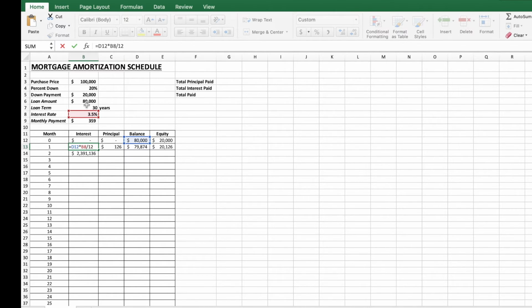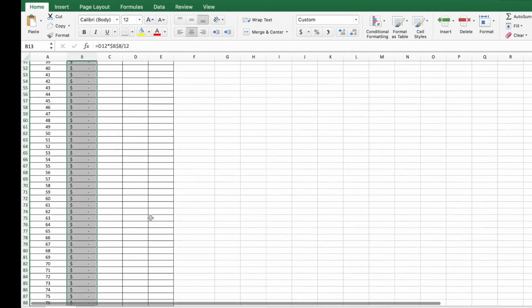And so our interest rate is B8. So wherever you see the B8, you put a $ sign in front of the B and a $ sign in front of the 8, and then press enter. And all that's going to do is tell Excel that your interest rate is always going to be in this box, and that's what you want to focus on. You then can either drag it down like this, or just double click on that rectangle and it'll auto-populate everything.